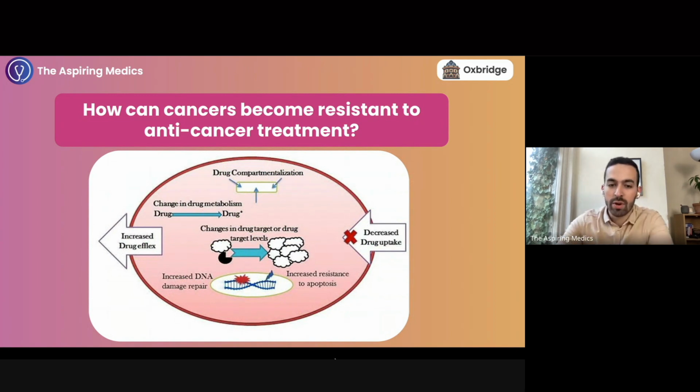So if I show you this diagram here, you've actually outlined all of this that could occur. We spoke about DNA damage repair, and increased resistance to apoptosis. We spoke about changes in drug target. We also mentioned changing the drug itself, decomposing it, and also decreasing drug uptake and increasing drug efflux as well. And one other aspect is drug compartmentalization, which is effectively what you were mentioning in terms of vesicles.